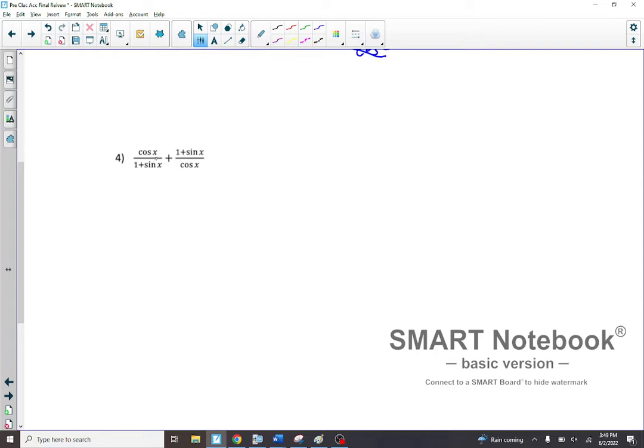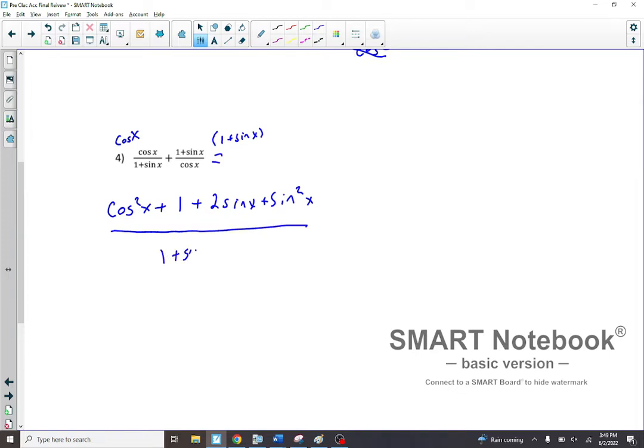This one, we need a common denominator in order to add this. So this one needs a cosine on top and bottom, and this one needs a 1 plus sine on top and bottom. So this is going to become cosine squared x plus 1 times 1 is 1. 1 times sine, sine times 1, that's going to be 2 sine x. And then we have sine squared, all over 1 plus sine x times cosine x.